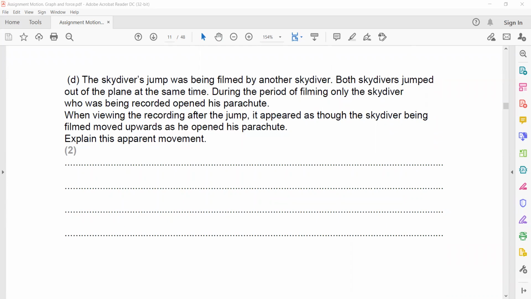So when he checks the recording, he observed that it appeared that he is moving upward in the recording. So why did it appear like this? Because the other skydiver is falling with greater acceleration, but the skydiver who's filming has zero acceleration. When he first opened the parachute, he slowed down.